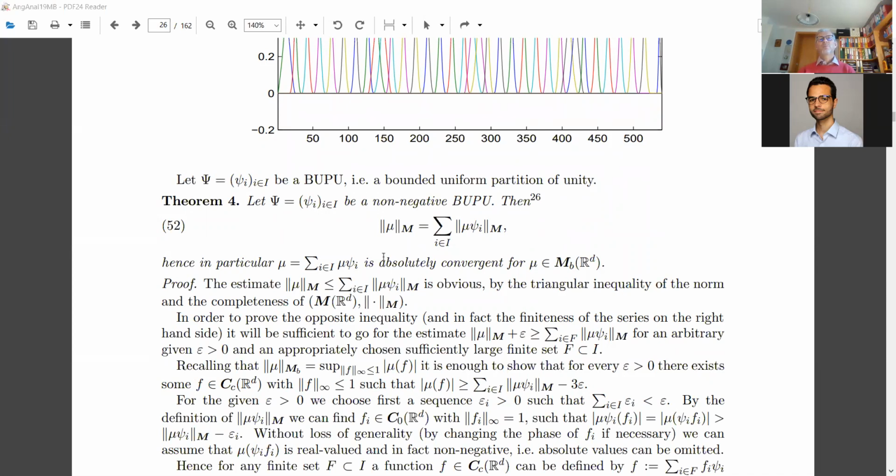Just remember, if you take mu psi I and apply it to any function f, maybe a chirp function, what you're really doing is localizing the argument: you're multiplying the chirp function with the psi I, so you have a piece of a chirp function, and then you apply the functional. One can argue, and we will define the support of a functional later on, that the support of mu psi I is just inside of the support of psi I.